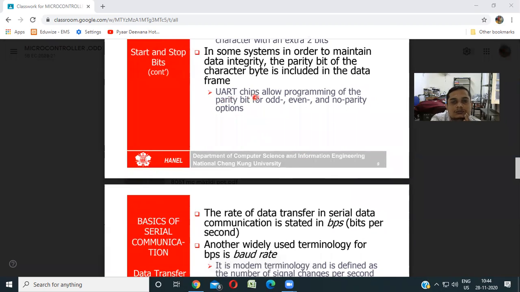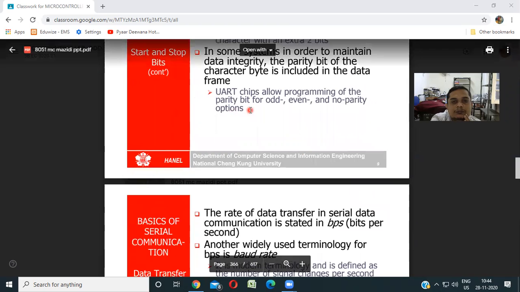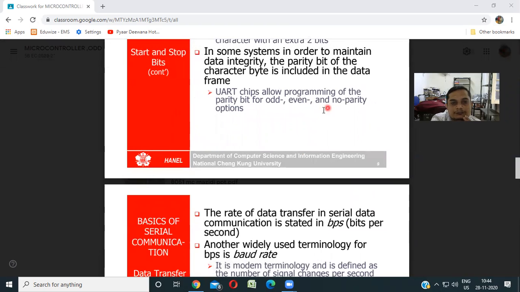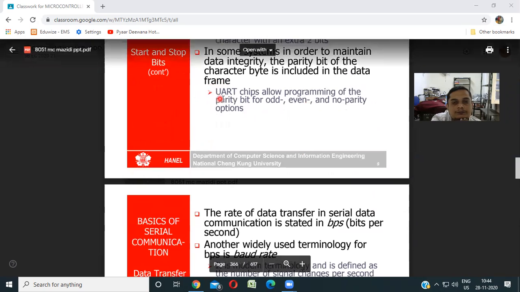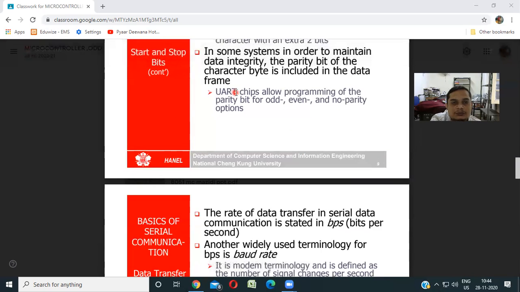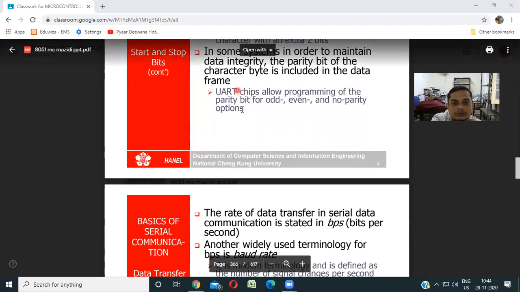So UART allows the programming of the parity bit for odd, even and no parity. Already I explained, the universal asynchronous receiver transmitter is an integrated circuit used to implement serial communication. We can program this IC chip for these parities. So we have odd parity, even parity and no parity options, which we can use by programming the UART IC.